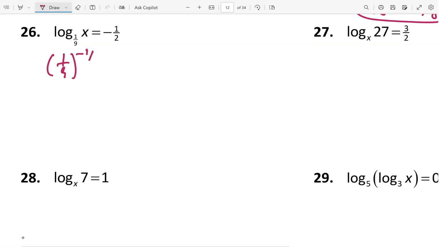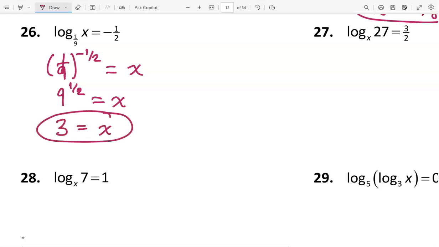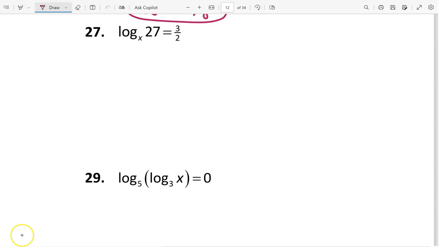For 26, our base is 1/9. The exponent is what the logarithm equals, and that must be equal to x. So now we have 1/9 raised to the negative 1/2. That's the same as the reciprocal raised to the positive 1/2. And so that's 9 to the 1/2, which is 3. So x equals 3.